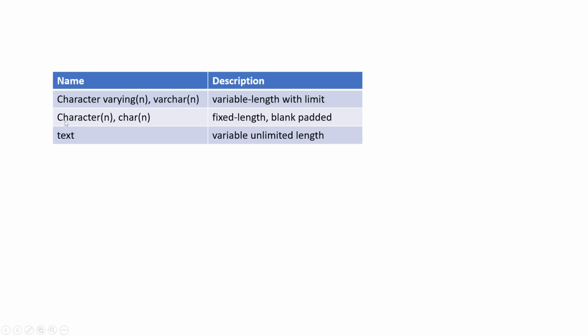And the next one is character or char, and this has a fixed length, and we will see the difference between the first one and the second one. And the third one is text, where you can have a variable with unlimited length. Let's think about it: you are building an application with news content, and you have articles, and articles have a description. You can have a very big string, a very big text, and you can store it as text.